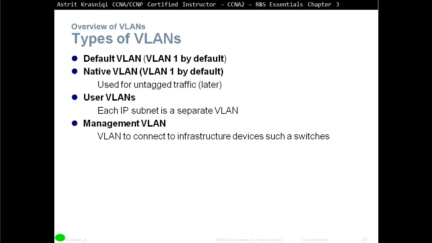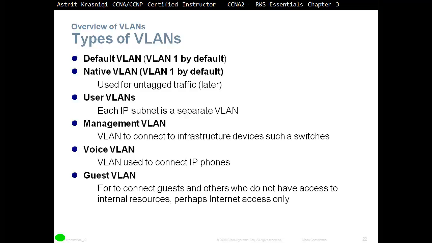Then we have a management VLAN. This is a VLAN to connect to infrastructure devices such as switches. So all the switches you put on a different VLAN, called the management VLAN. That management VLAN is only to access the switches, including layer 2 switches as well. For example, you would put them on VLAN 99. Then we have a voice VLAN, used to connect IP phones. This is important because we may want better quality of service for the voice traffic. Then we have a guest VLAN. This is to connect guests and others who do not have access to internal resources, perhaps internet access only.